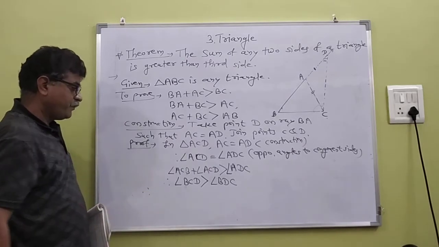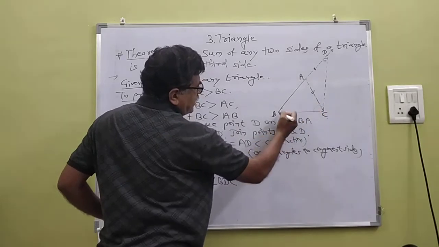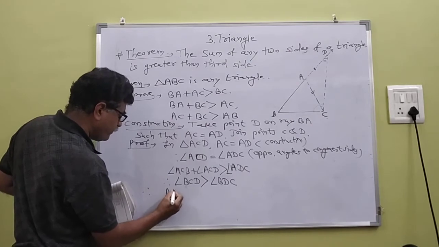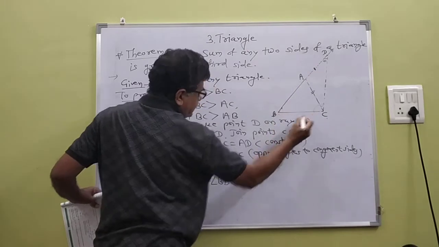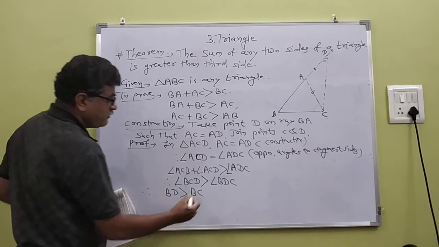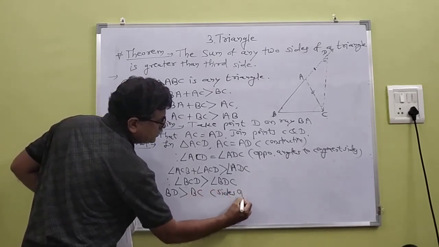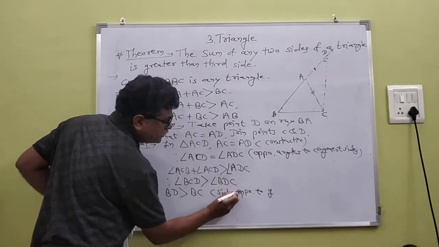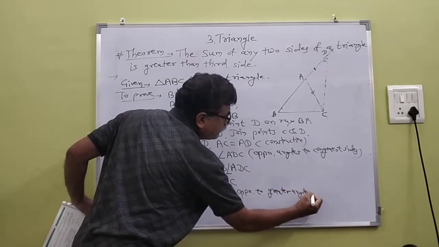Therefore, side opposite to greater angle is greater. Therefore, BD is greater than BC, the opposite side of this angle. Write down in bracket: sides opposite to greater angle is greater.